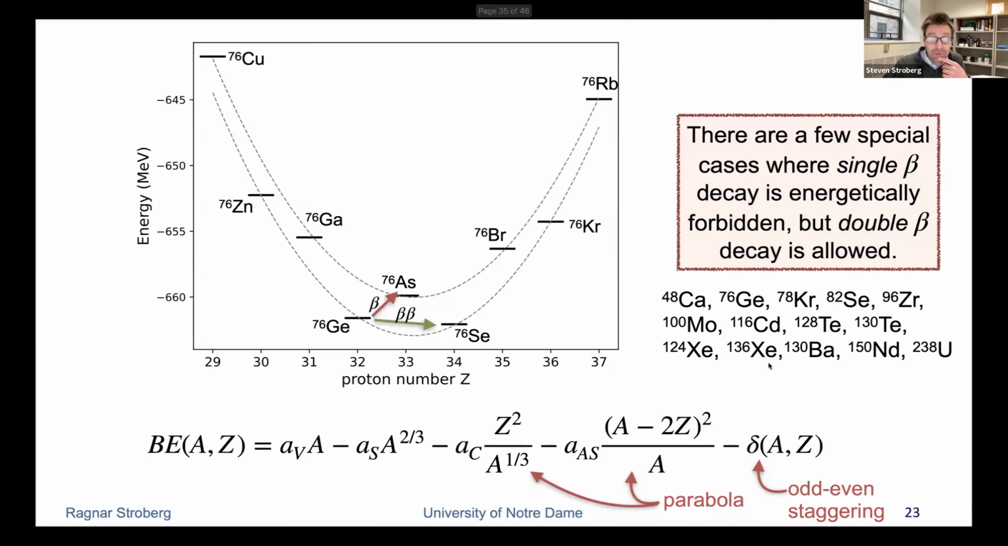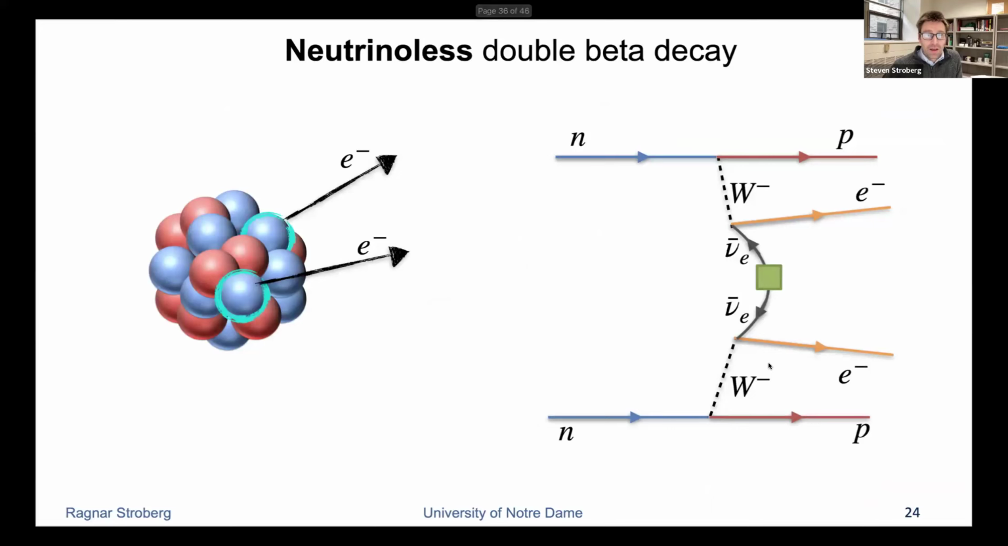And I should mention that this has been observed in several of these cases, that you can see double beta decay, and it's the slowest decay process that's ever been observed. Now, there's an interesting possibility that connects to neutrinos here, and that is that rather than the regular two beta decays, you can have neutrinoless double beta decay, where instead of emitting those neutrinos, we have that interaction here, which turns a neutrino into its own antiparticle. And so you can just connect this diagram. So what happens here is you turn two neutrons into two protons and two electrons and no neutrinos.